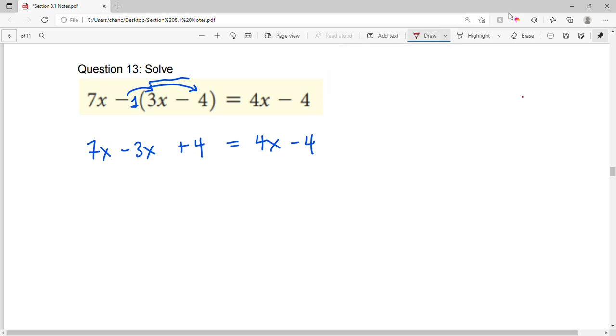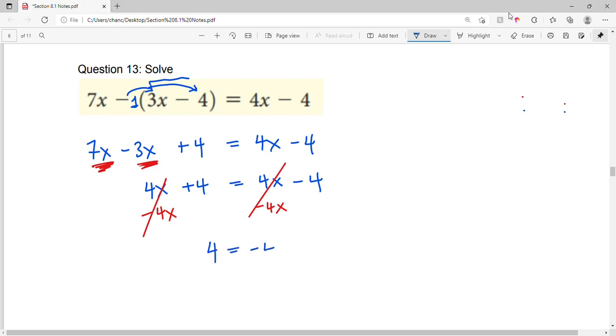And now I'm going to collect like terms. Let's add the 7x and the negative 3x together. That gives me 4x plus 4 equals 4x minus 4. Now we're going to have to solve for x, so we're going to isolate the x. And something strange happens. When I subtract 4x from both sides, the x's completely cancel out. This gives me 4 equals negative 4.